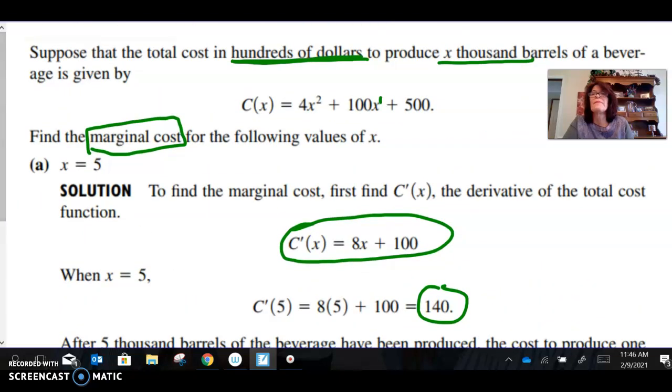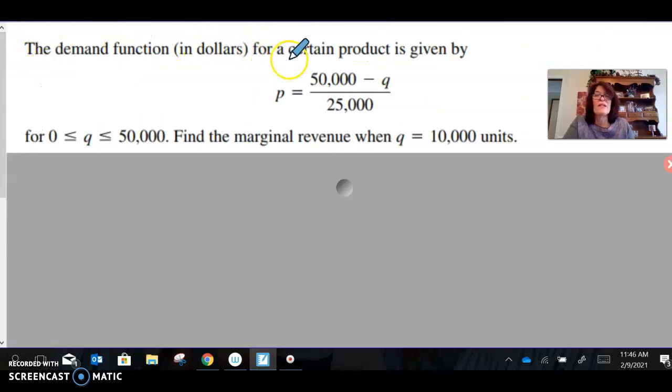Okay. The demand function in dollars for a certain product is this, where the quantity is between 0 and 50,000. Find the marginal revenue when Q is 10,000 units. I don't even have the revenue function. Do you remember how to find revenue?